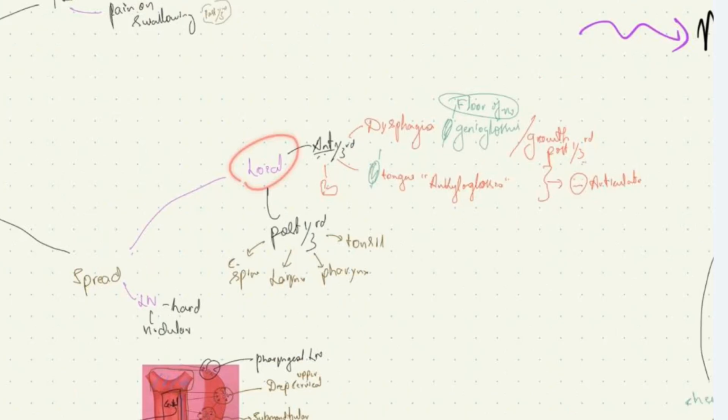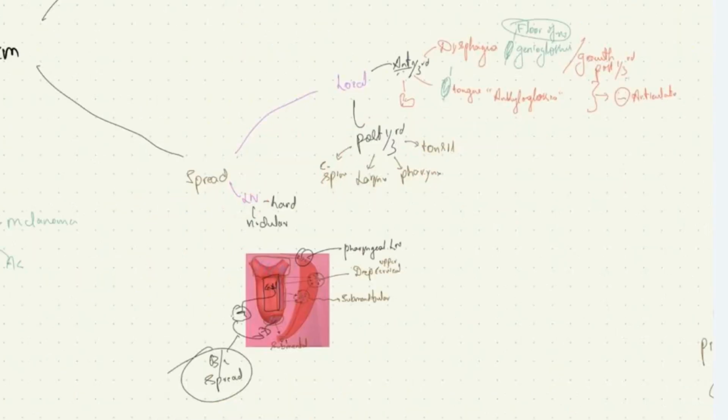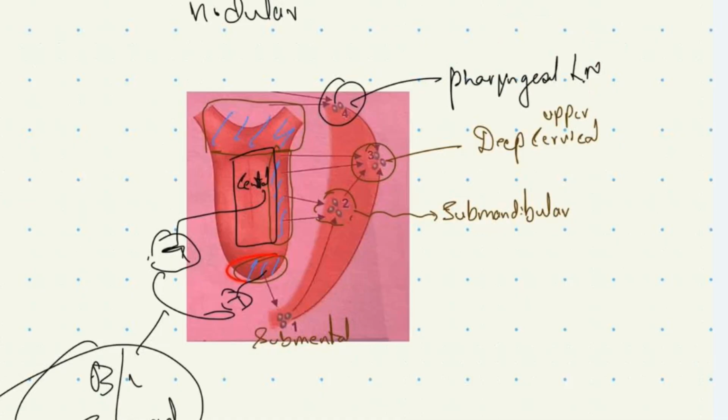We have lymph node spread. The lymph nodes are initially mobile. Later, they become hard and nodular and fixed to the surrounding structure. The lymphatic spread from the tip of the tongue is to submental lymph nodes. From the lateral aspect of the tongue, the lymphatic spread is to submandibular lymph nodes and to upper deep cervical lymph nodes. From the posterior part of the tongue, the lymphatic spread is to pharyngeal group of lymph nodes.